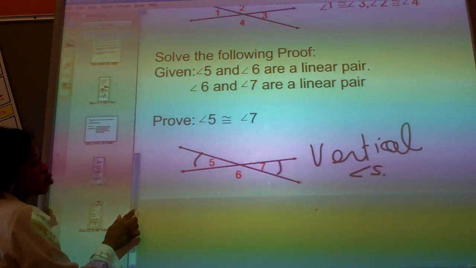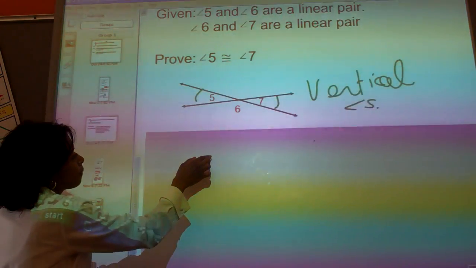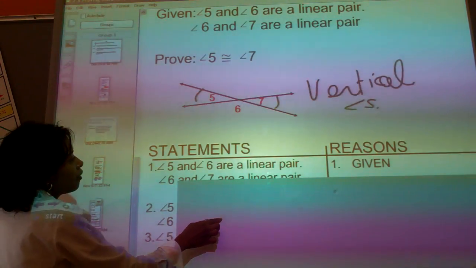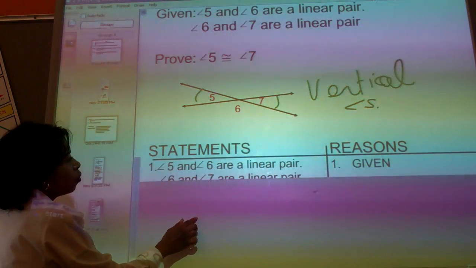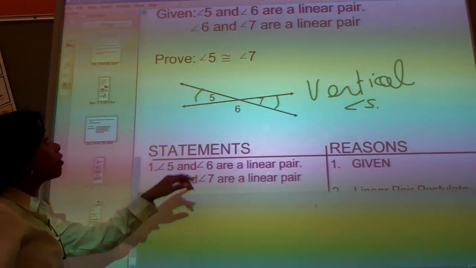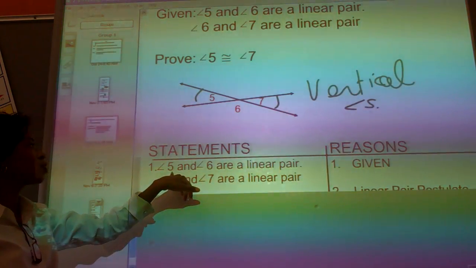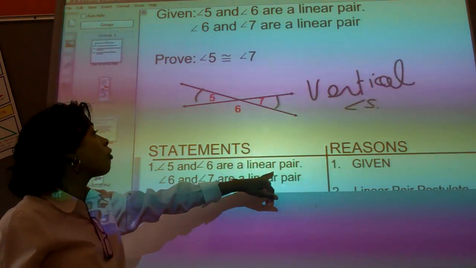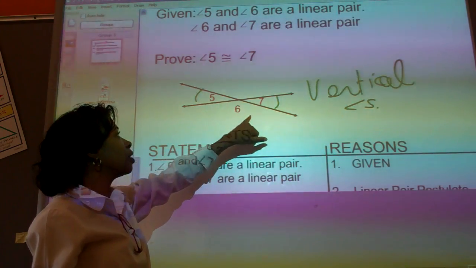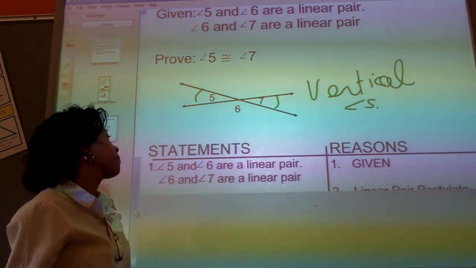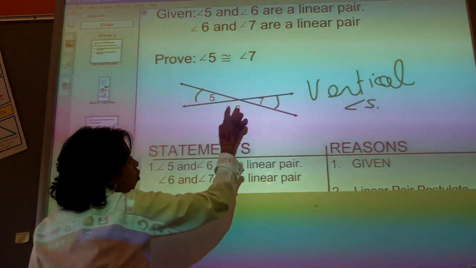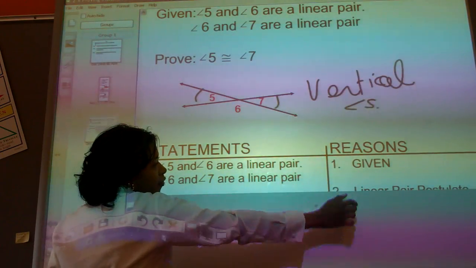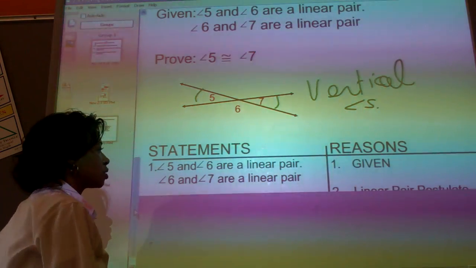Write a 2-column proof. I have the statements on the left with the reasons on the right. The first portion is given. Angles 5 and 6 form a linear pair. These two form a linear pair. And angles 6 and 7 form a linear pair. That information, again, is given to us.